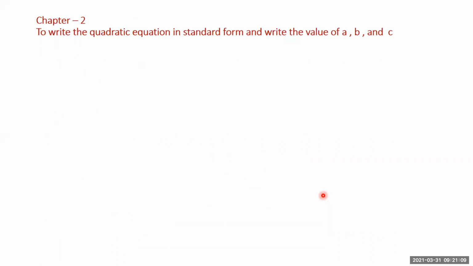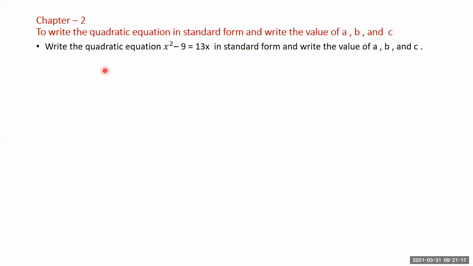Then you see here, to write the quadratic equation in standard form and write the values of A, B, and C. Next question, see how they will ask it: write the quadratic equation x square minus y equal to 13x in standard form, and write the values of A, B, and C. Here the equation is written, and the standard form, you know, is ax square plus bx plus c.